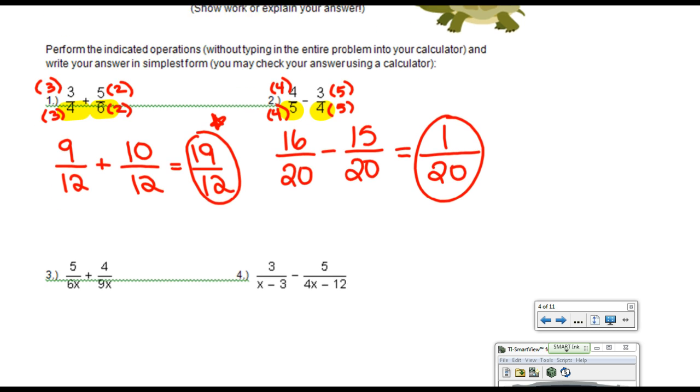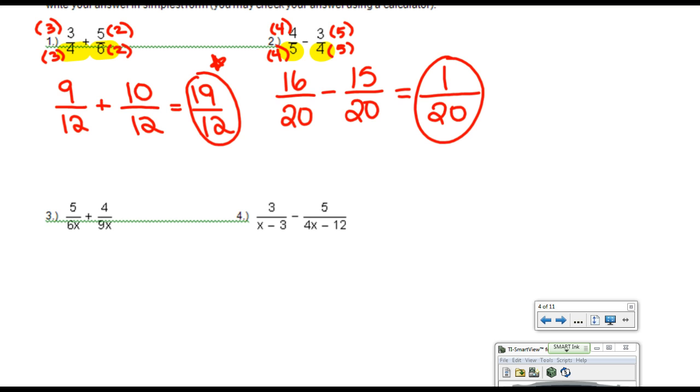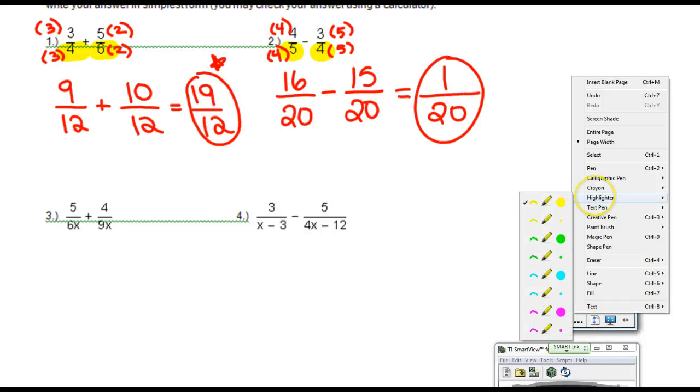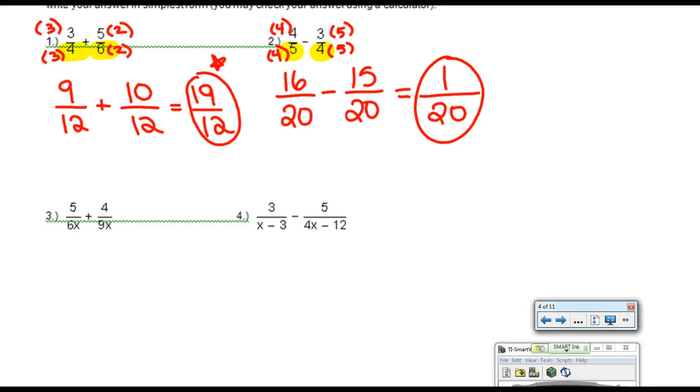Okay, so now our rational expressions, remember, are fractions that have denominators that have a variable in them. So if we look at problem number 3, I have to somehow add 5/6x plus 4/9x. And this is no different than problems 1 and 2, except there are variables involved. So the key concept is that when I add fractions, I need to create a common denominator. So I need to get a 6x and a 9x denominator to be the same.